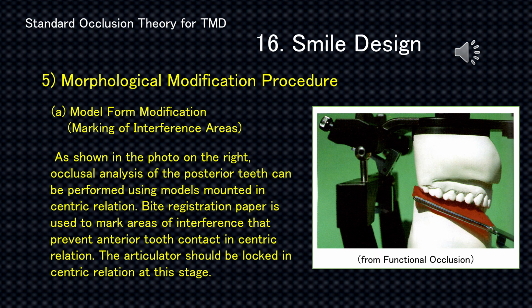5. Morphological modification procedure. A. Model form modification. Marking of interference areas. As shown in the photo on the right, occlusal analysis of the posterior teeth can be performed using models mounted in centric relation. Bite registration paper is used to mark areas of interference that prevent anterior tooth contact in centric relation. The articulator should be locked in centric relation at this stage.